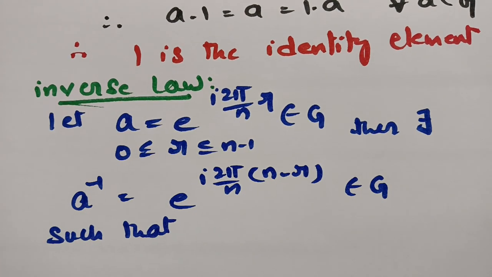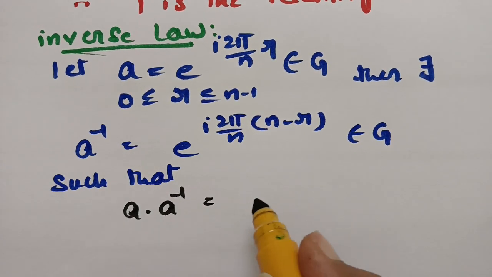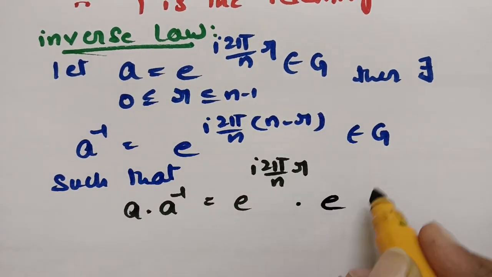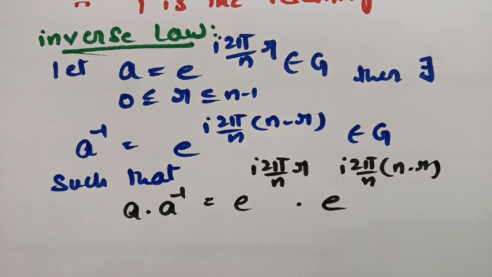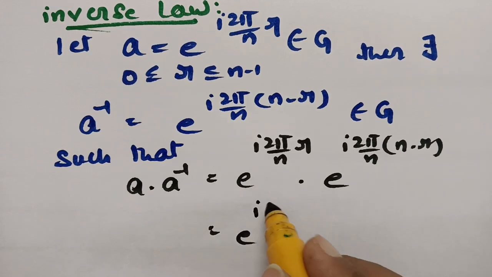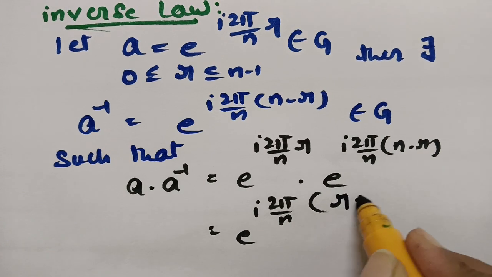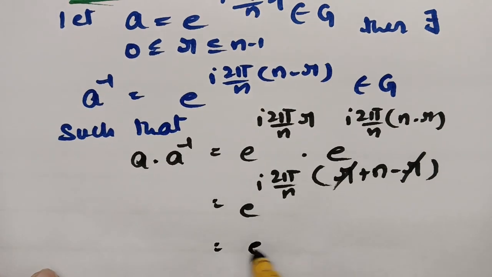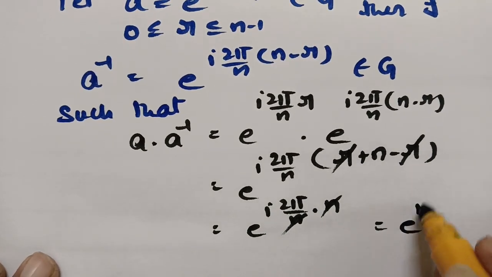if I consider A into A inverse, what is our A value? That is e power I 2 pi n into r, and A inverse is nothing but I, this is 2 pi n into n minus r. Therefore if I take 2 pi by n common, this will be r plus n minus r. So if I cancel this one, what remains is e power I 2 pi n into n. So if I cancel this one, this will be e power I 2 pi.